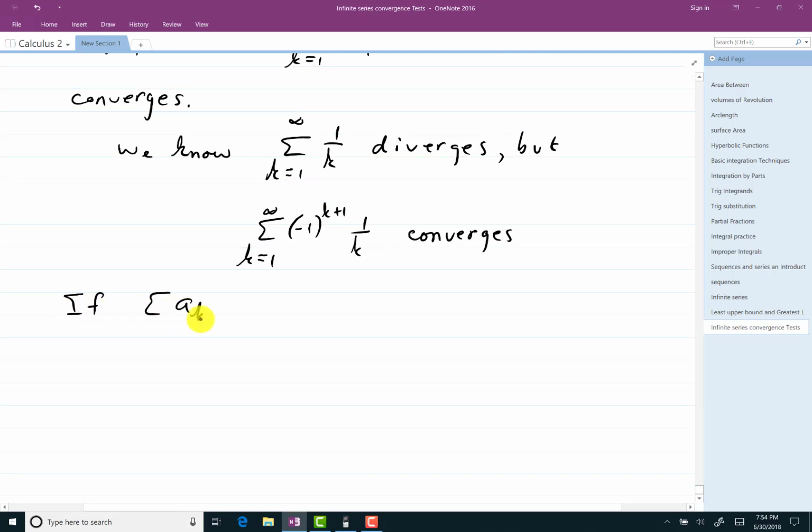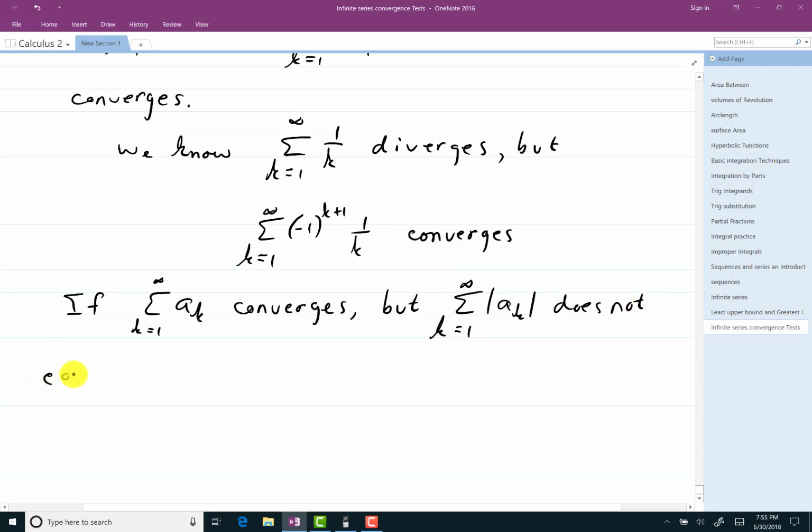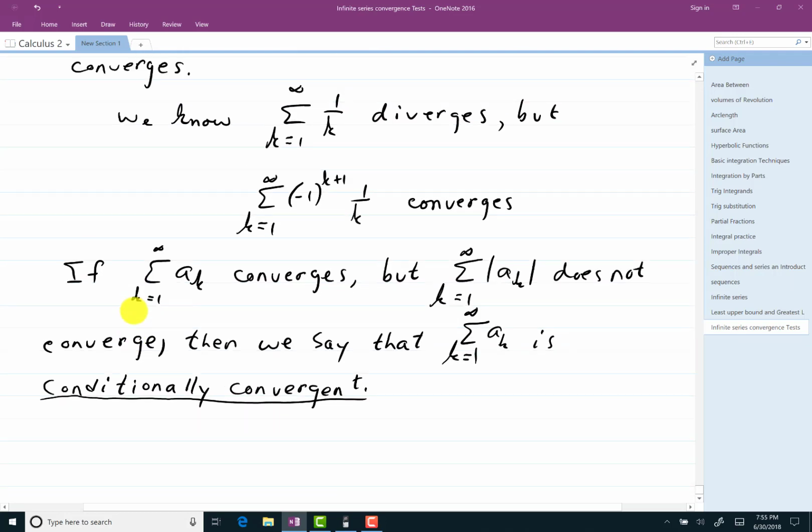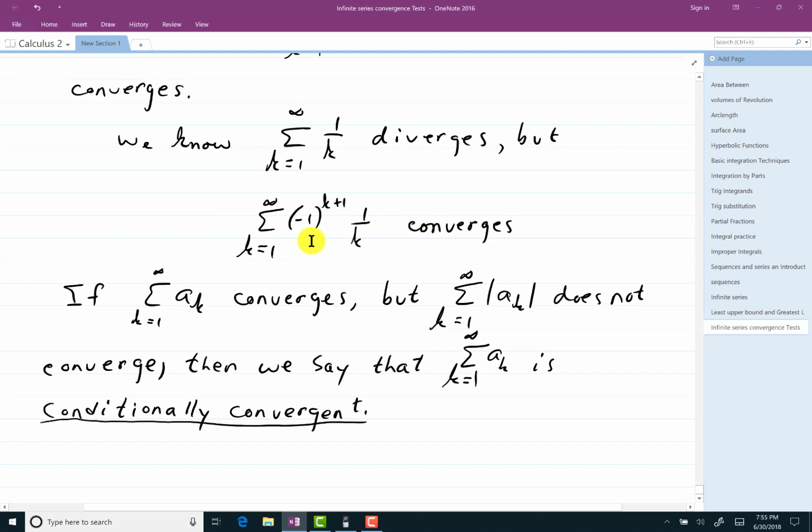If the sum of a sub k, k equals 1 to infinity, converges, but the absolute value terms do not converge, then we say that the sum k equals 1 to infinity a sub k is conditionally convergent. So in our example here, the alternating harmonic series, we would call conditionally convergent.